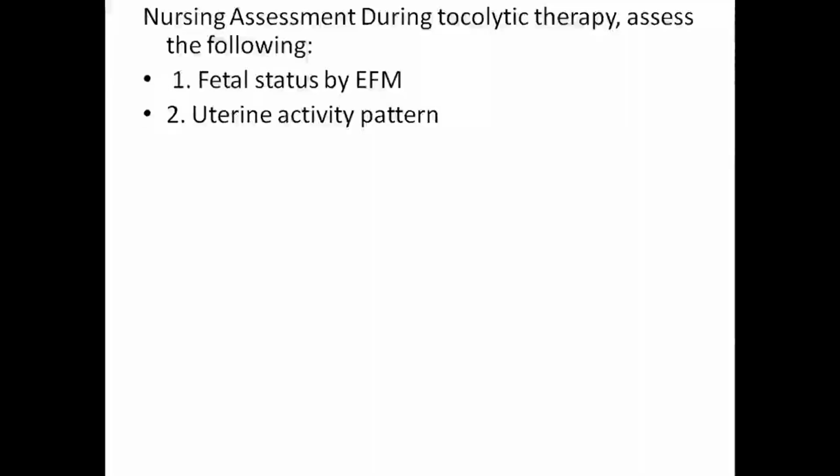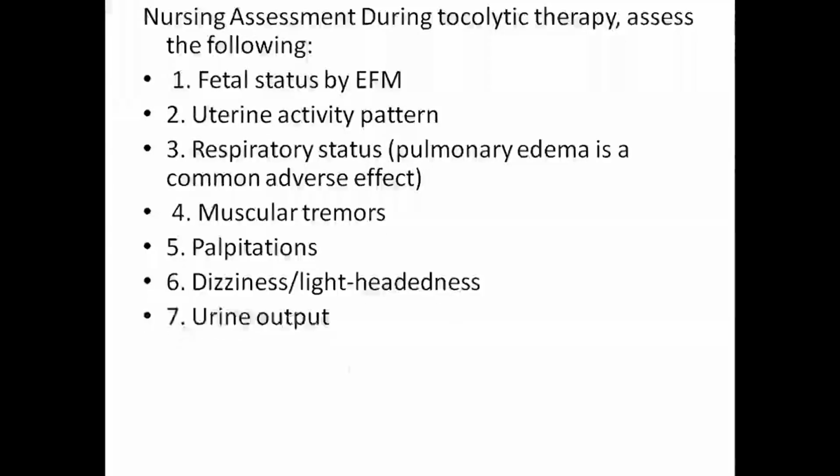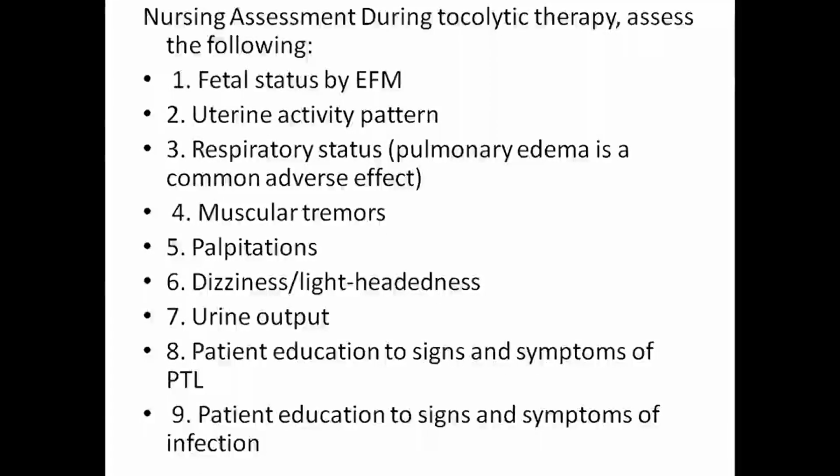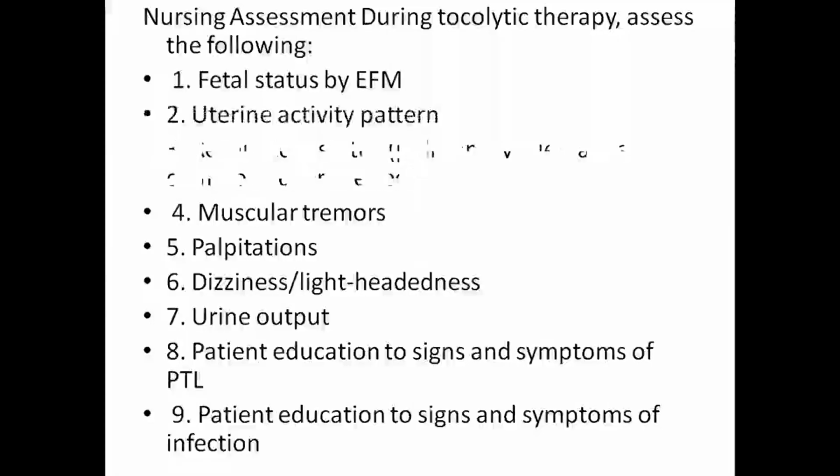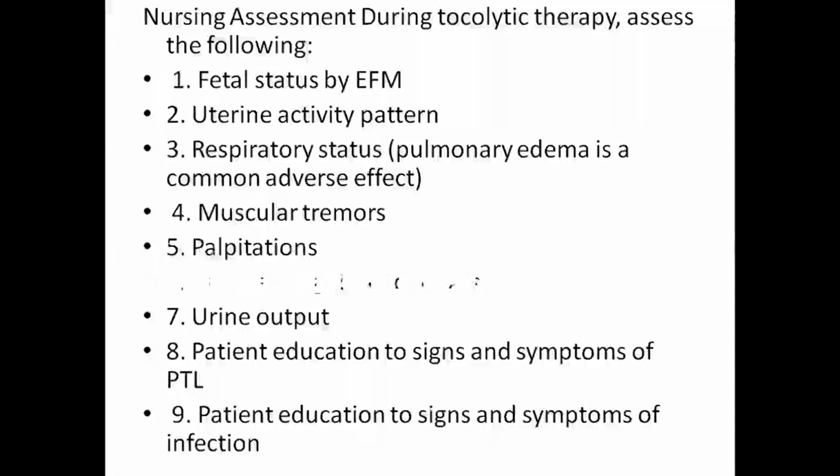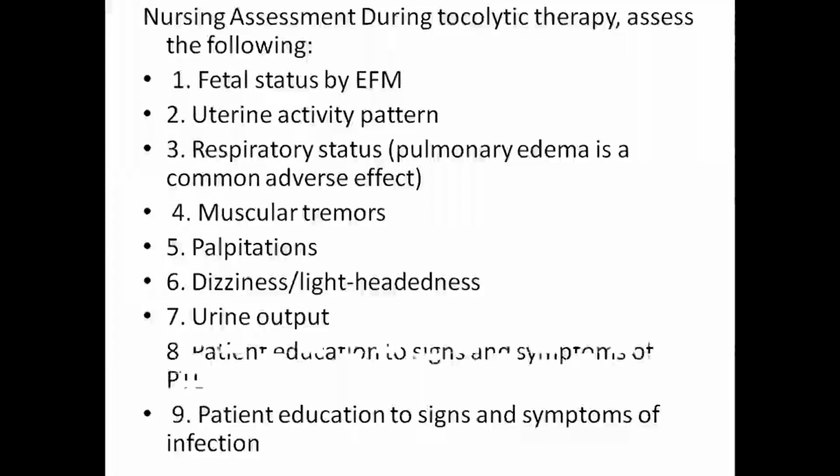The nursing assessment during tocolytic therapy includes the following: fetal status by external fetal monitoring, uterine activity pattern, respiratory status (pulmonary edema is the most common adverse effect), muscular tremors, palpitation, dizziness or lightheadedness, urine output, and patient education on signs and symptoms of preterm labor and of infection.